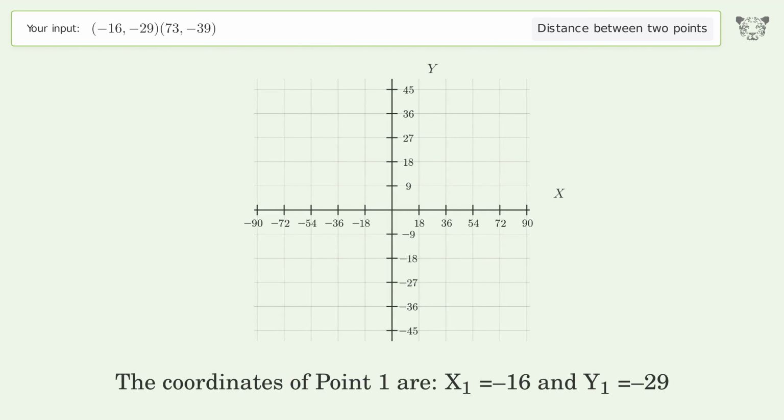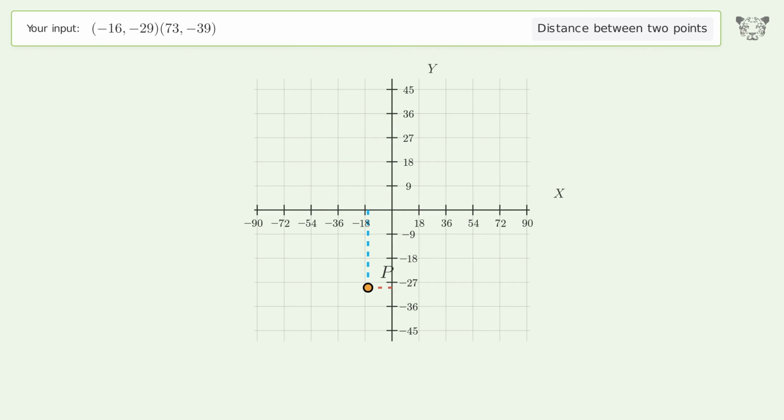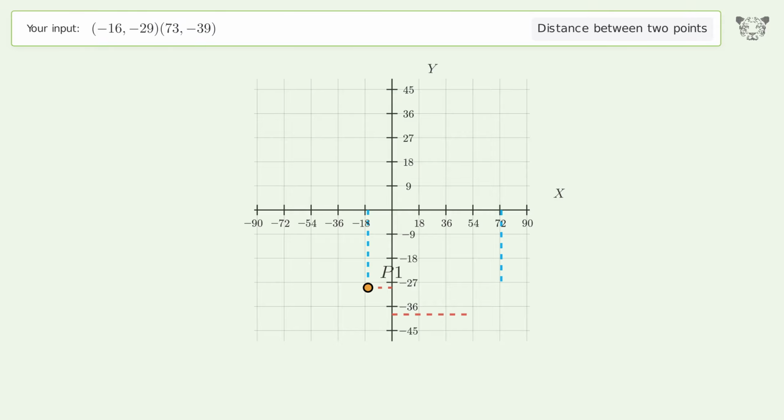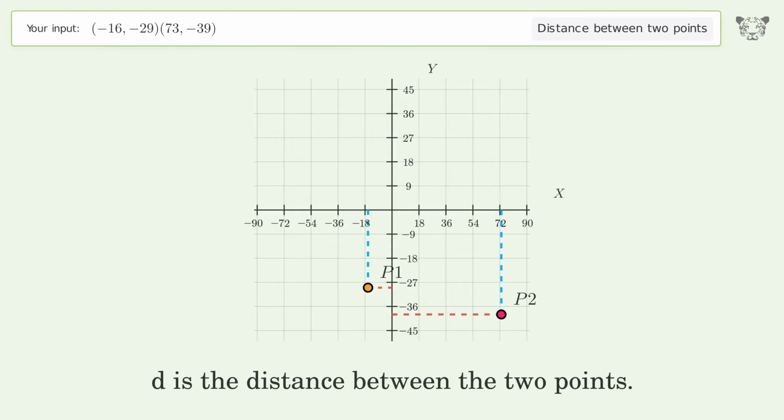The coordinates of point 1 are x1 equals -16 and y1 equals -29. The coordinates of point 2 are x2 equals 73 and y2 equals -39. D is the distance between the 2 points.